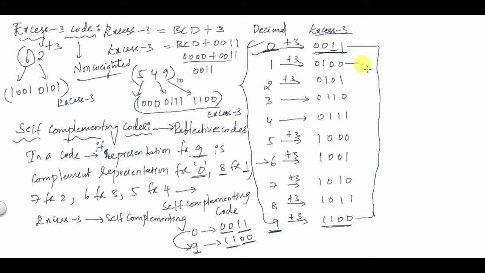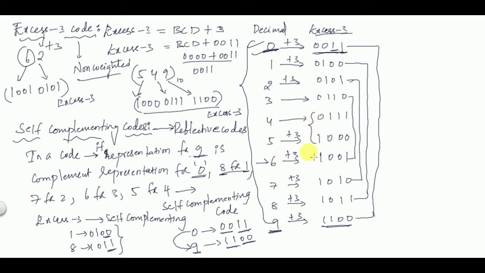Similarly, 8 is also the complement code for 1. 1 is represented by 0100. Similarly, 8 is represented by 1011. Wherever zeros are there, you have ones here. Such a type of code is called self-complementing. So the second condition is also satisfied. It should satisfy each and every condition. Now 7 and 2: 7 is 1010, and here it is 0101. So it is also a complement code. Similarly, 3 and 6 are also complement codes.